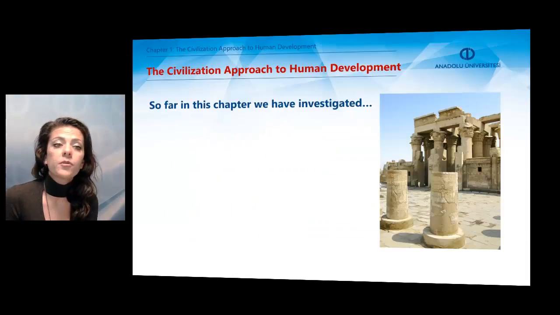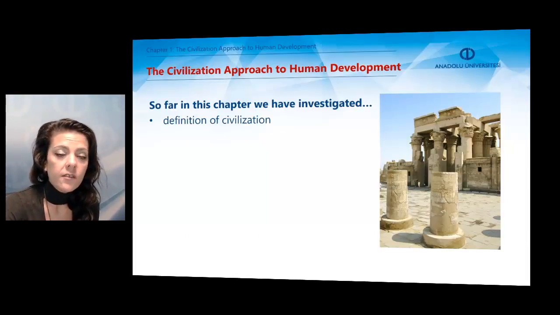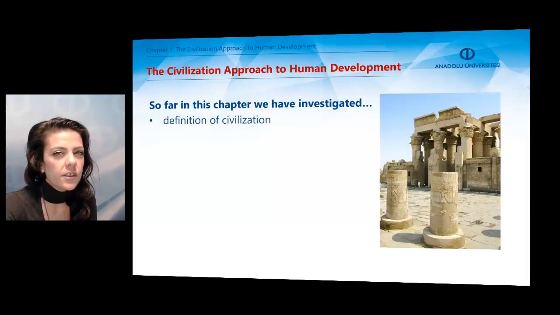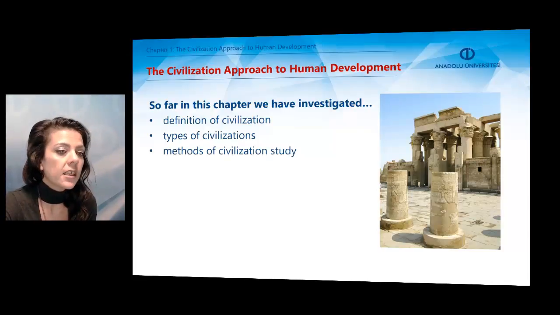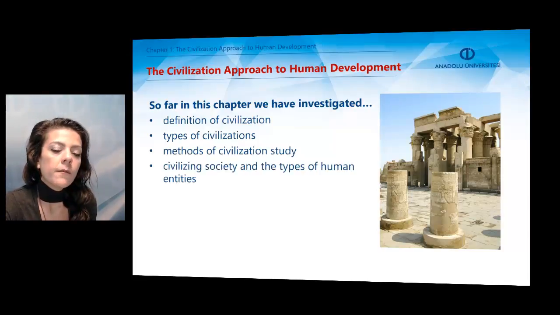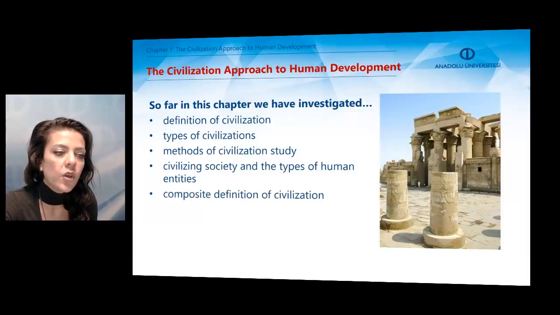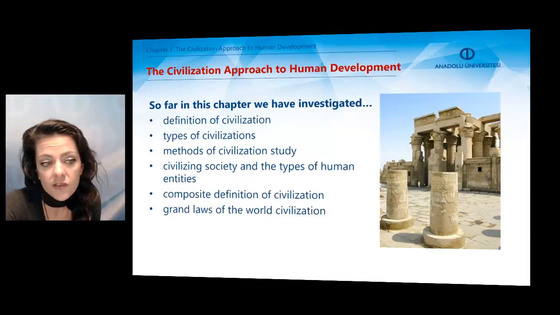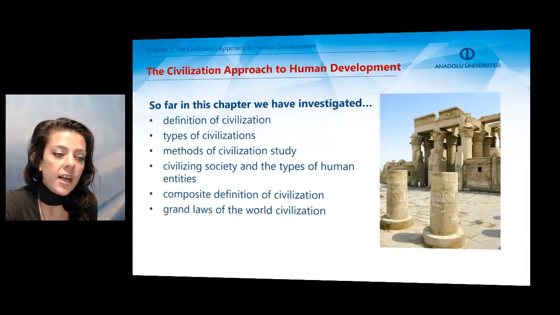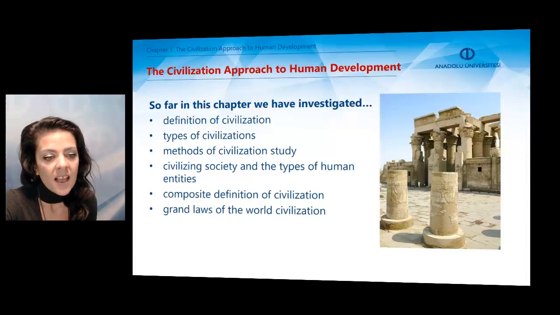So far in this chapter, we have investigated, first of all, the basic definition of civilization. Then we talked about types of civilizations and methods of civilization study. We considered civilizing society and types of human entities. Then we focused on a composite definition of civilization. And finally, we talked about grand laws of the world civilization. Now we will move to the second chapter.